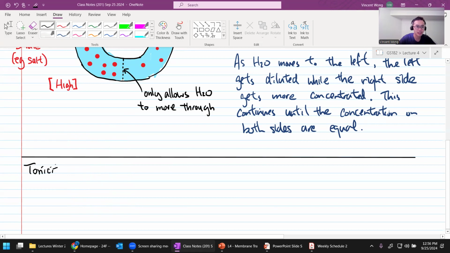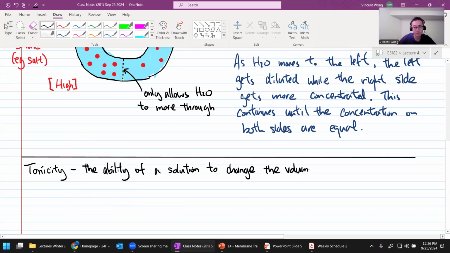Tonicity. So basically, tonicity is the ability of a solution to change the volume of a cell by altering its water content. Okay. That's what the word means.